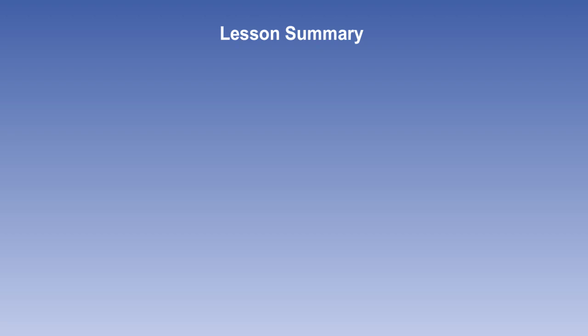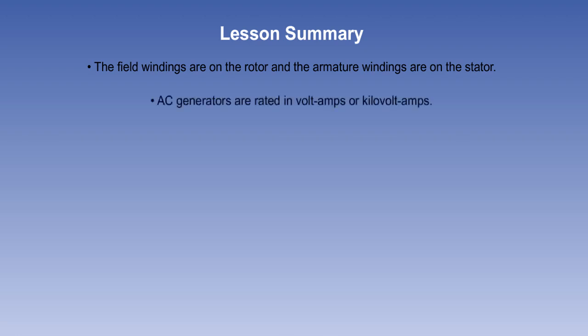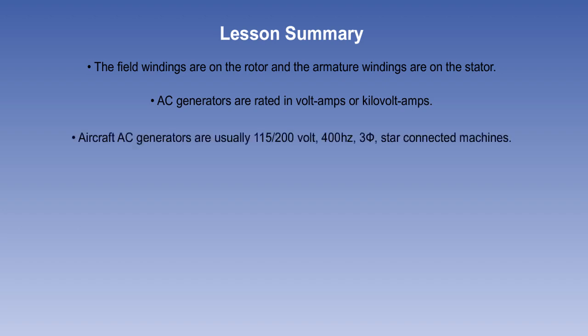That is the end of the lesson. Here are the main points that you should take from it. Most aircraft AC generators have their field windings on the rotor and their armature windings on the stator. AC generators are rated in voltamps or kilovoltamps. Aircraft AC generators are usually 115/200 volt, 400 Hz, 3-phase star-connected machines.